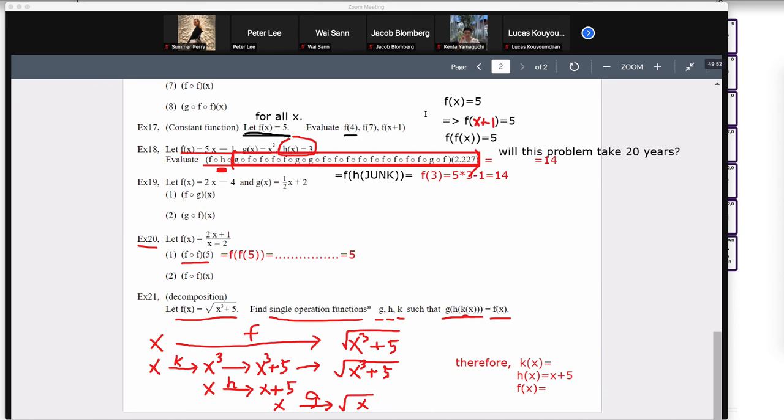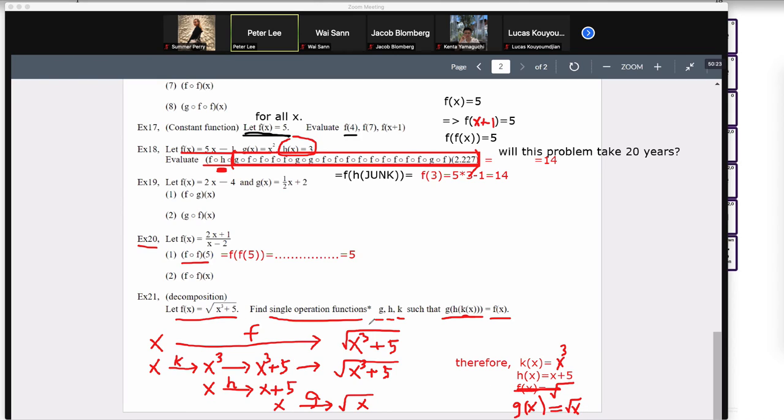Looks like I'm out of time, so let me just wrap this up. This will be x cubed. And then g of x will be the square root of x. And then you can check that everything will fit.